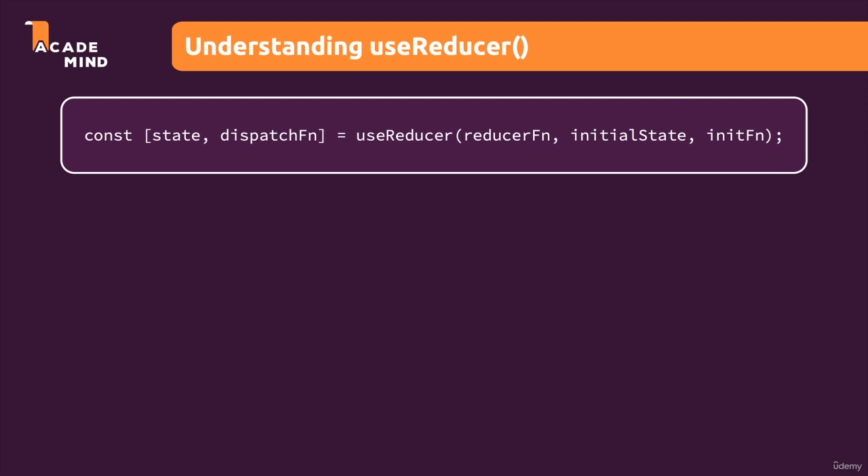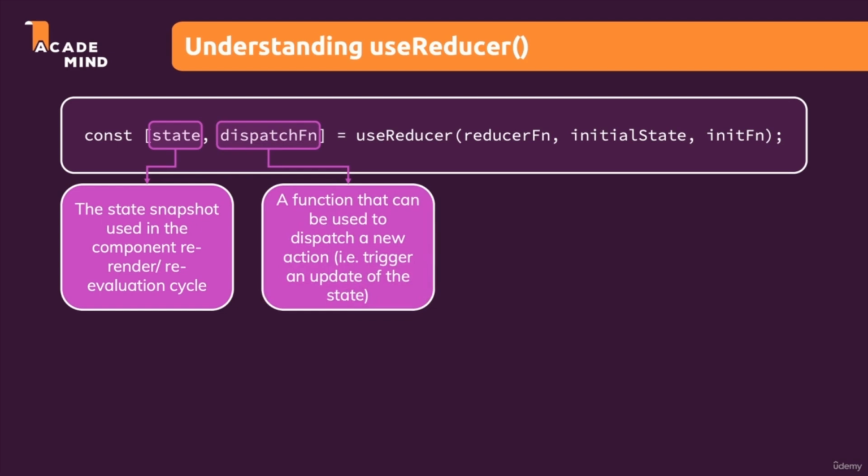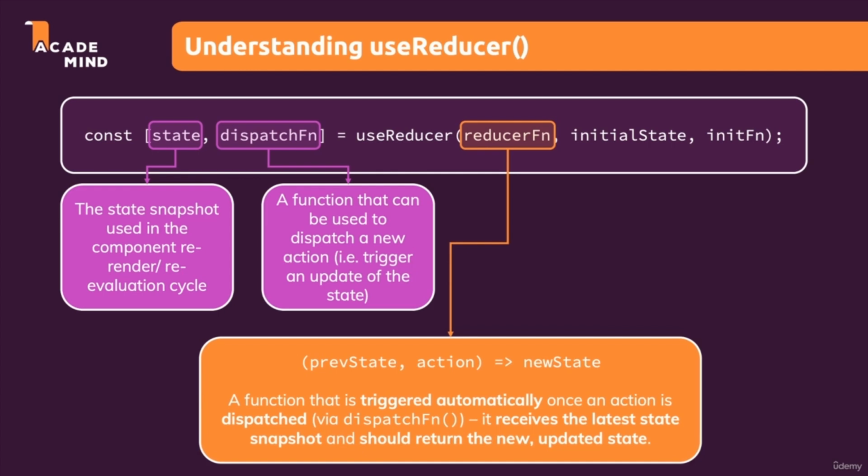Now the 2 values you're getting are the latest state snapshot, because it is a state management mechanism like useState, so of course you get your state snapshot. But you also get a function that allows you to update that state snapshot. So that's kind of the same as for useState, though the state updating function will work differently. Instead of just setting a new state value, you will dispatch an action. And that action will be consumed by the first argument you pass to useReducer, a so-called reducer function.